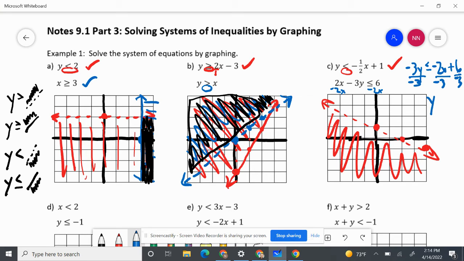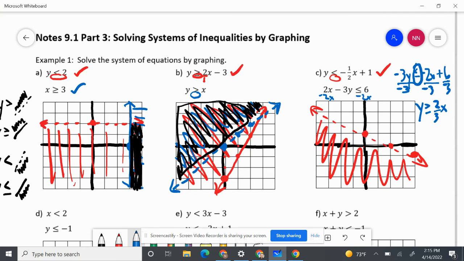And that gives me y. Remember, when we divide by a negative, the inequality switches. So it's now greater than or equal to. Negative and negative is a positive, so that would be 2/3 x. And then what we have is -2.